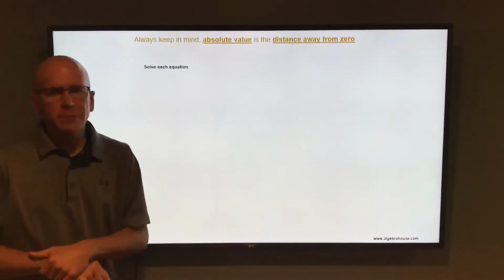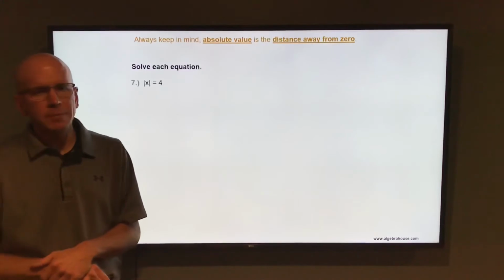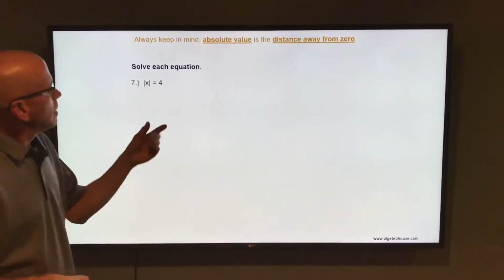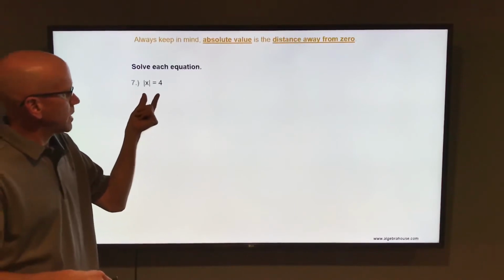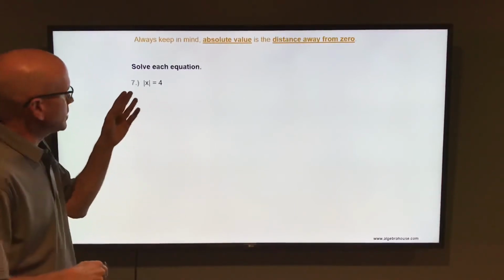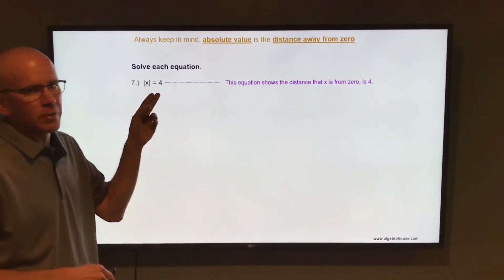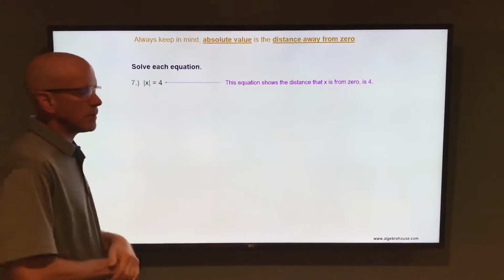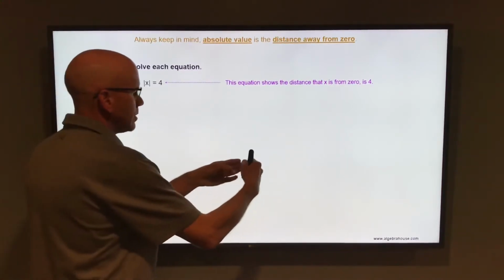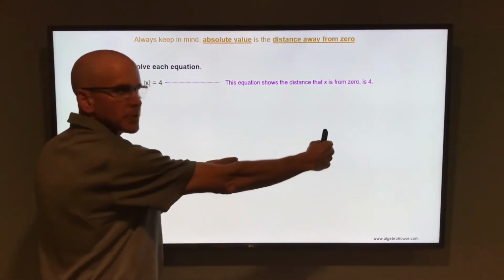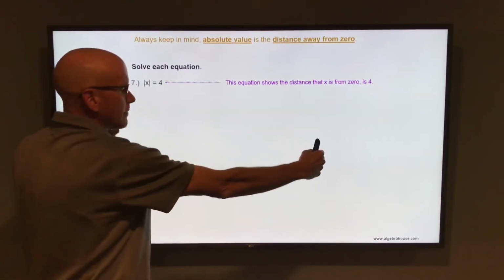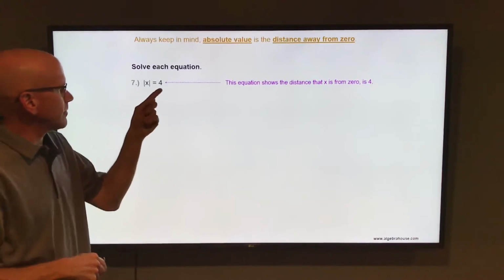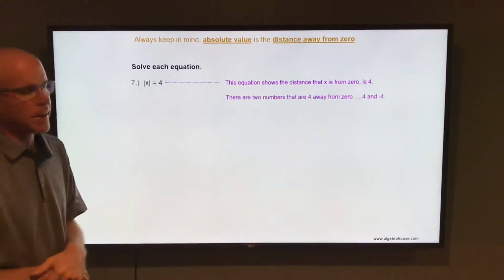When you're dealing with absolute value, you always want to remember that absolute value is the distance away from 0. So if we're going to solve this equation, the absolute value of x equals 4, that's saying that the distance that x is from 0 is 4. Well, if you think about it, there are two numbers that are 4 away from 0. Think about the number line. You have a 0 in the middle, you have a 4 to the right, which is 4 away from 0, and you have a negative 4 to the left, which is also 4 away from 0. So the two numbers that are 4 away from 0 are 4 and negative 4.